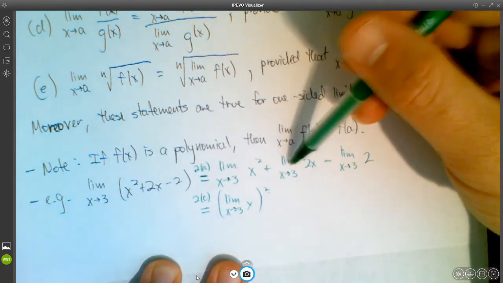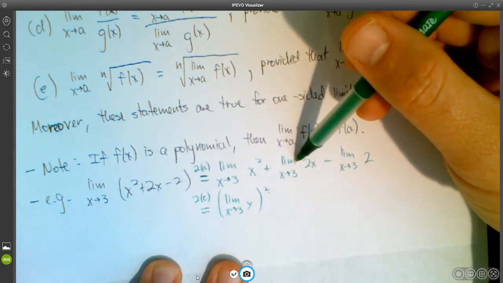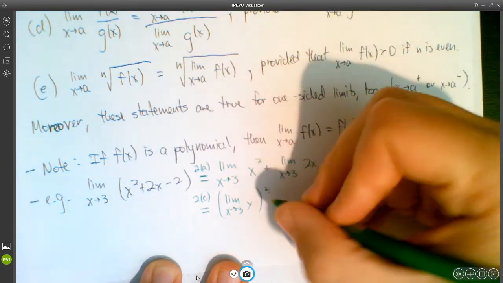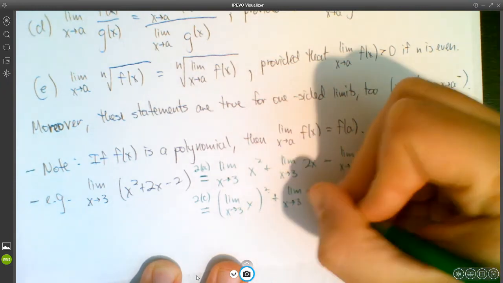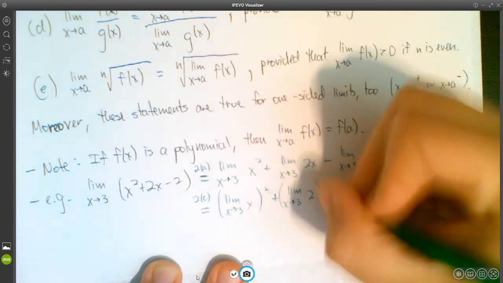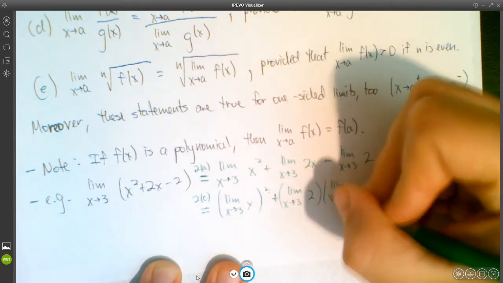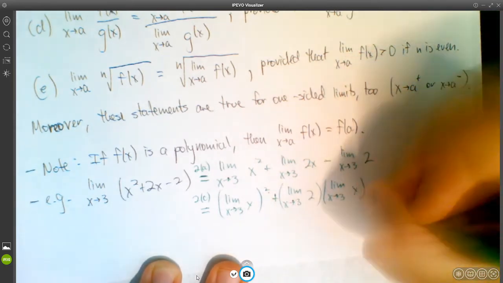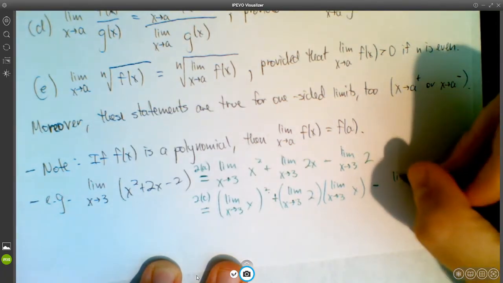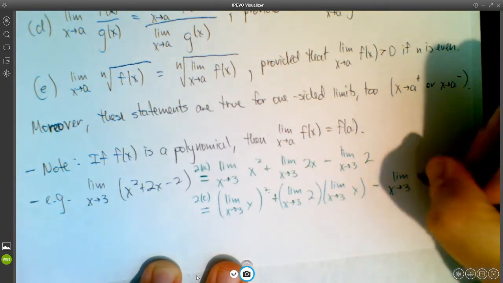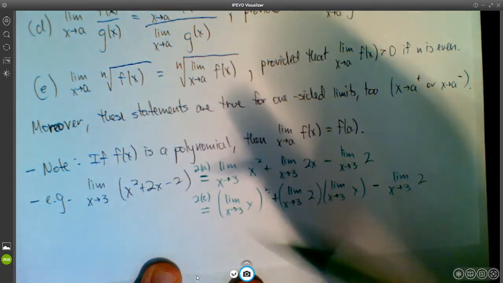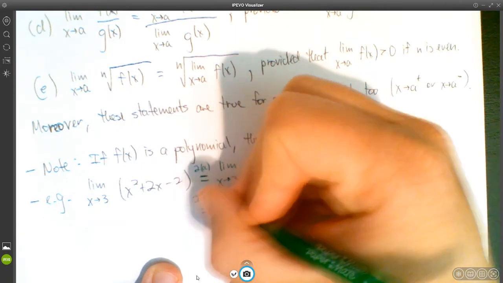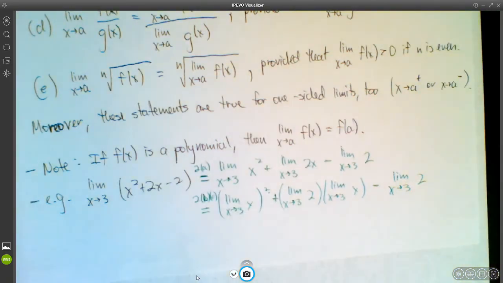And similarly, here I can distribute the limit across this product. So I can say this is plus the limit as x approaches 3 of 2 times the limit as x approaches 3 of x. And finally, I still have minus the limit as x approaches 3 of 2. So this was because of part C. This was actually because of part B. So maybe I should say B and C, right? Both of those, I used both of those facts.